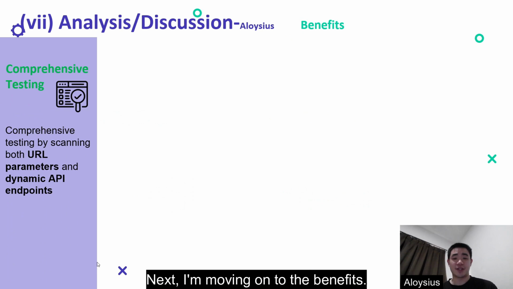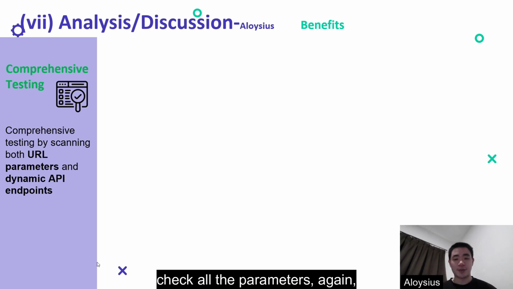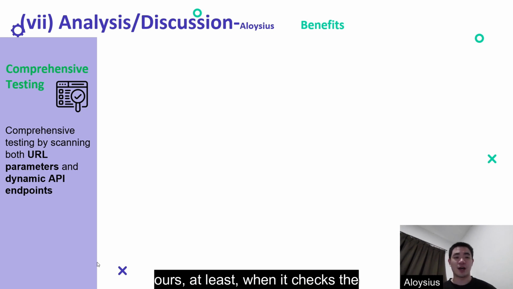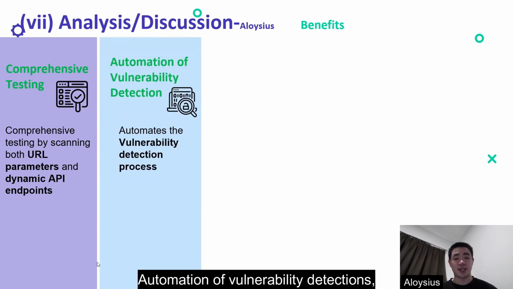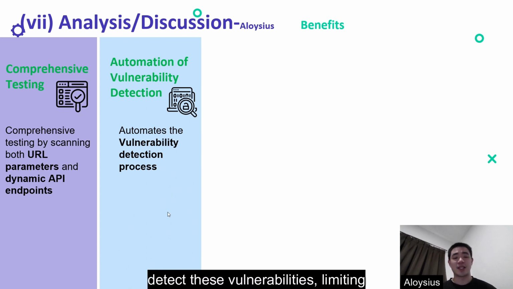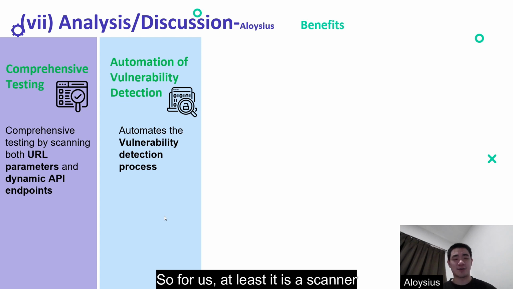Next, I'm moving on to the benefits. One would be comprehensive testing. So of course, when you're testing your website or anything, you check all the parameters. Again, the API standpoint as well is crucial for modern applications, which rely heavily on APIs. So ours, at least when it checks the API, is good for these kinds of big applications. Automation of vulnerability detection, we allow it. This tool helps to detect these vulnerabilities, limiting the need for security professionals to manually test and check line by line painstakingly. So for us, it's a scanner that helps to immediately scan for it.